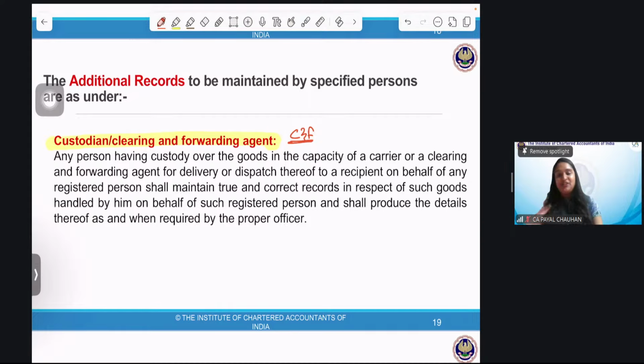I'll tell you. I'm your transporter who's transporting goods from one destination to the other. During the transit, I have the custody of the goods. So I have to maintain the complete detail. Complete detail means a true and correct record of the goods handled by me, what is there in the goods, what is their description, right? And I shall produce the detail wherever the proper officer asks me to produce it, I should be able to give you the detail, right? This is what is known as clearing and forwarding agent.